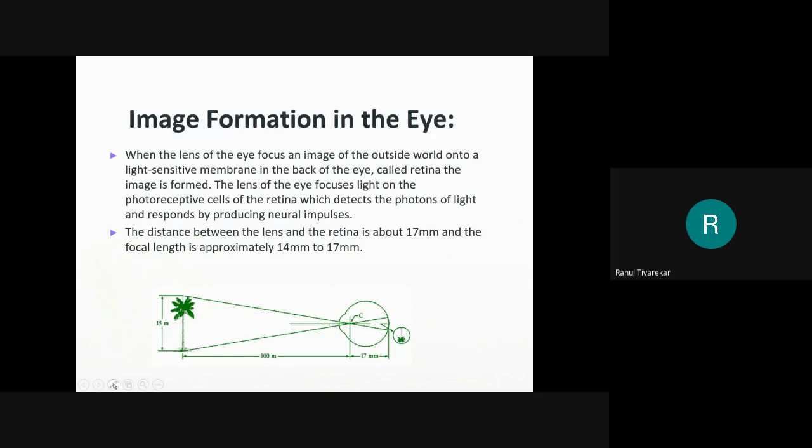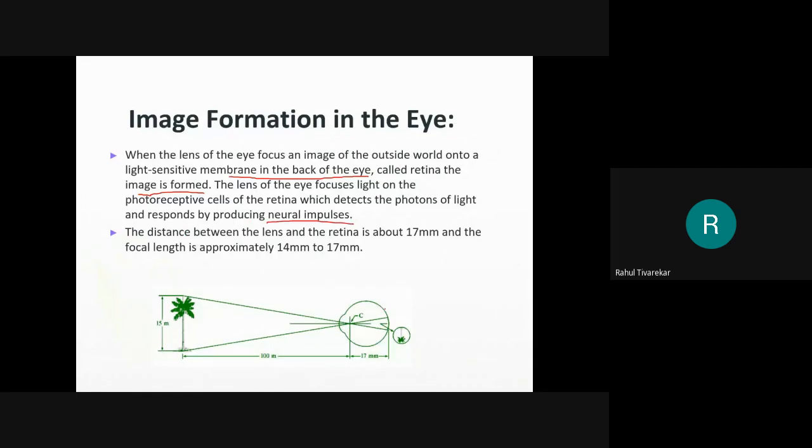When the lens of the eye focuses the image of the outside world onto the light sensitive membrane at the back of the eye called the retina, the image is formed. As I already said about how the image is formed, the lens of the eye focuses light on the photoreceptive cells of the retina, which detect the photons of the light and respond by producing neural responses.